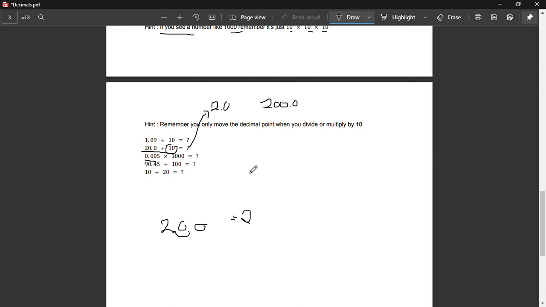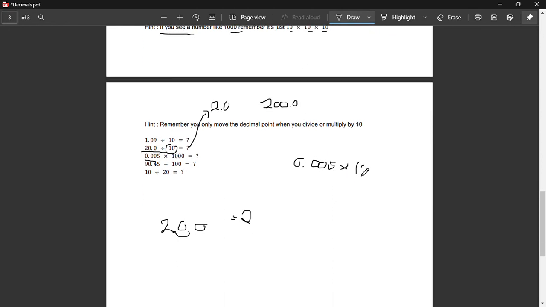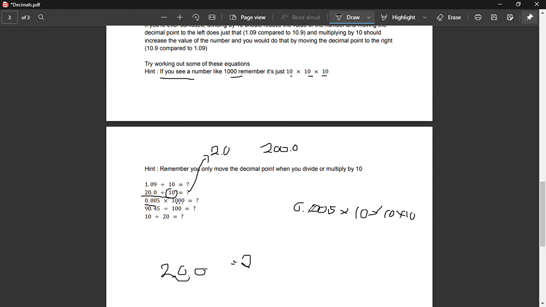Then 0.005 times 1,000. Now 1,000, remember I just said you can break it up into 10 times 10 times 10. Generally, you can just count the number of zeros: 1, 2, 3. So I move it once, that's me multiplying by 10. Then I move it again, that's me multiplying by another 10. Then I move it again, that's me multiplying by that third 10. So my answer should be 5.0. Or you can just look at the number of zeros in your number. There's 1, 2, 3, so I just move it 1, 2, 3, and you get your answer.